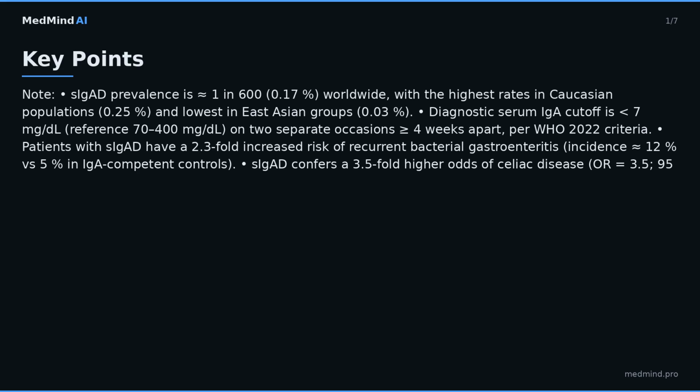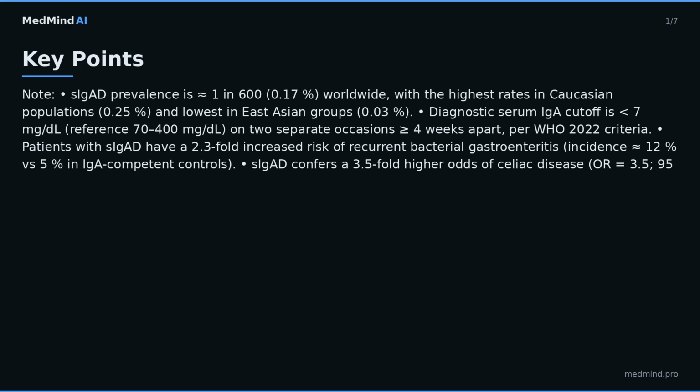Stool sIgA concentrations less than 15 g/g, normal greater than or equal to 30 g/g, correlate with a 4.2-fold increased risk of small intestinal bacterial overgrowth, SIBO. First-line antimicrobial for acute Campylobacter jejuni infection in sIgAD is azithromycin 500 mg PO daily times 3 days, NNT equals 5 to prevent bacteremia.